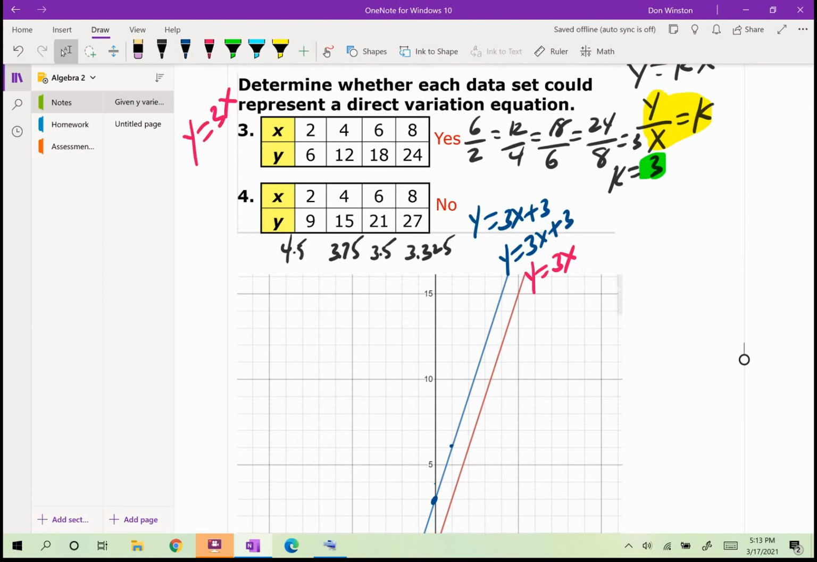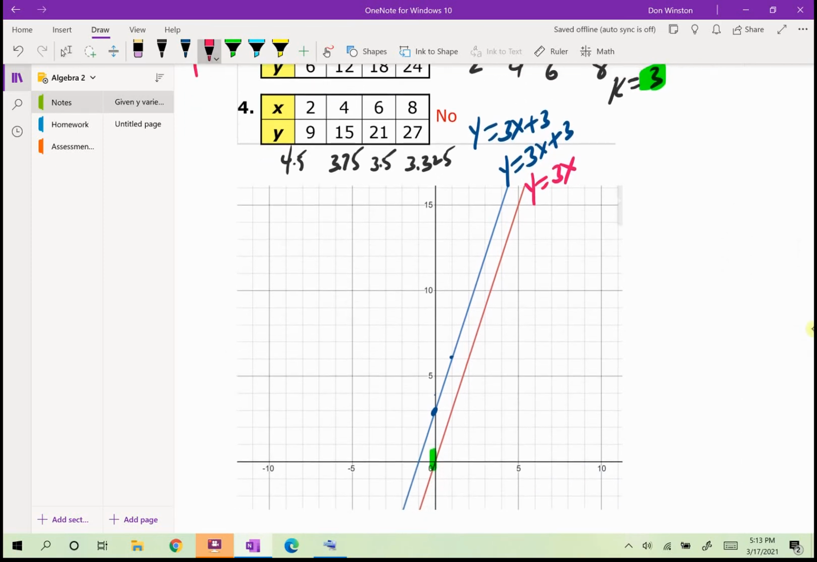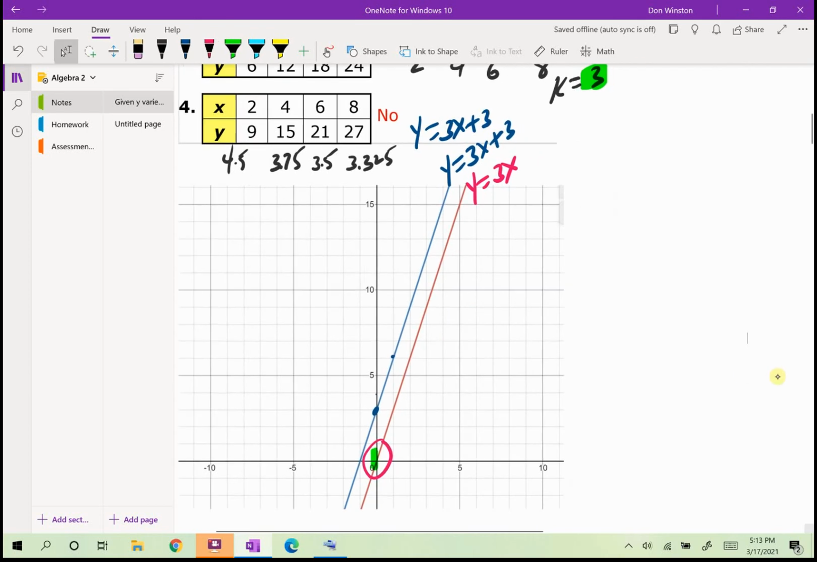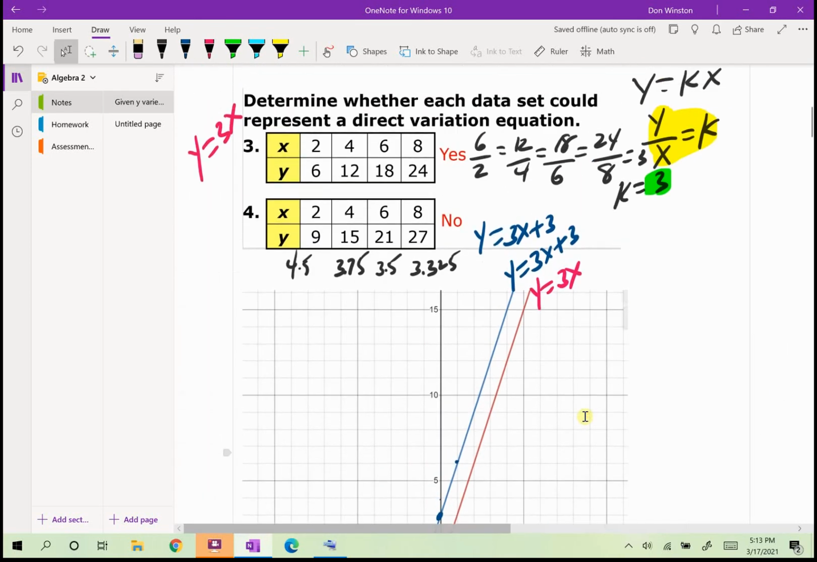So number 3 was direct variation because each y divided by x was the same, but number 4 was not. Each direct variation equation will always go through the origin. Now, we don't do a whole lot with direct variation equations in this chapter. It's just an introduction into variation equations, which I'll continue to explore.